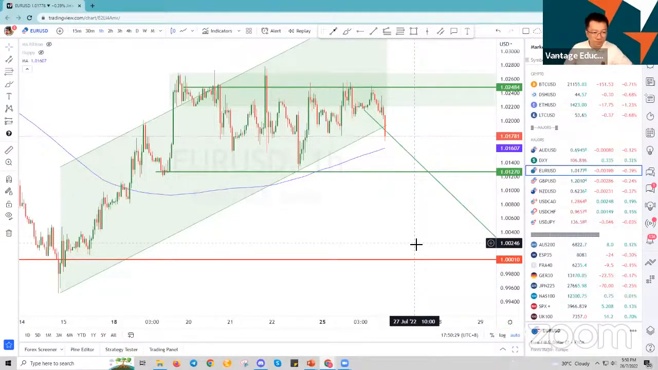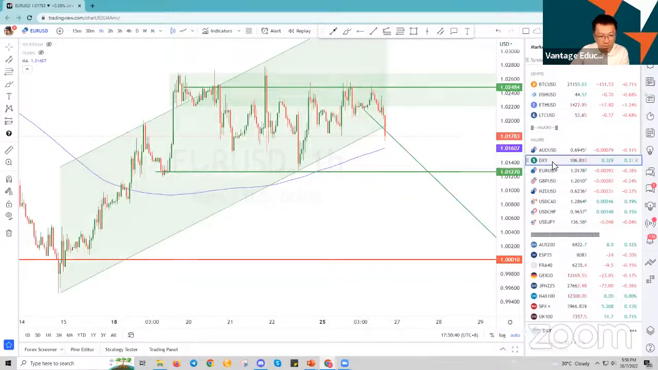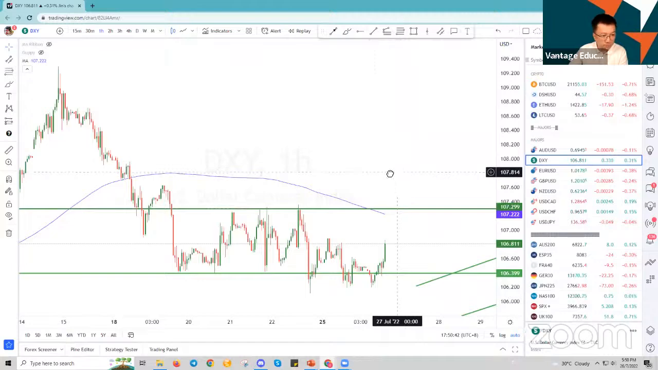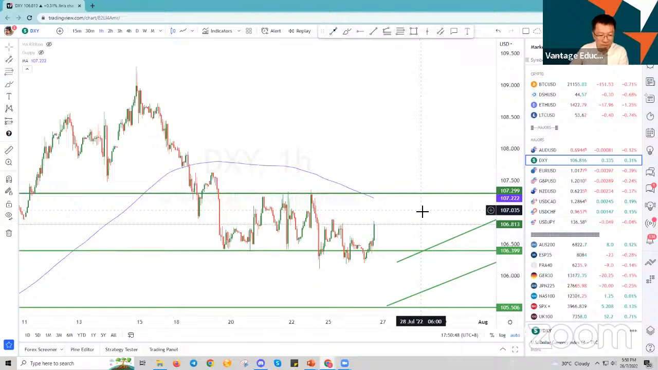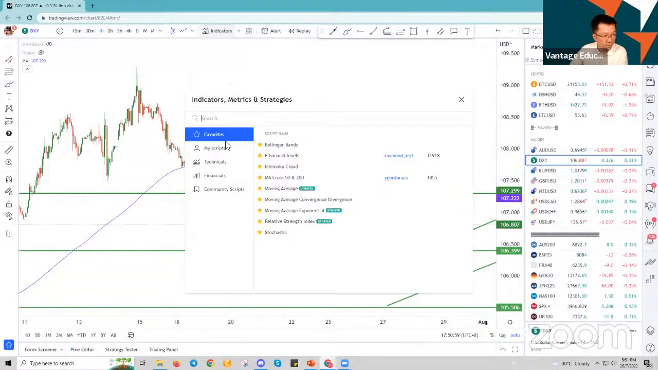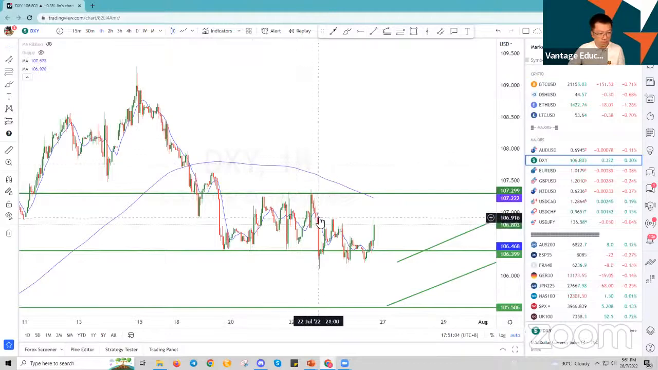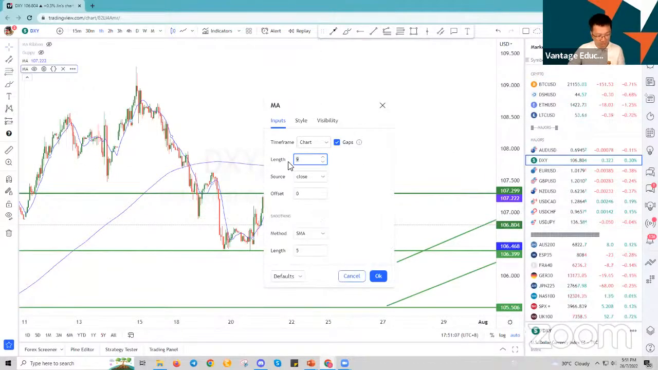What needs to happen for the euro dollar to trade that significantly to the downside? Possibly we're going to need to see some news on the euro dollar, or for the dollar index to trade towards the upside, possibly towards that 107 level. You can see that 200. I'll put in one more moving average, and I'll change that to the 50.